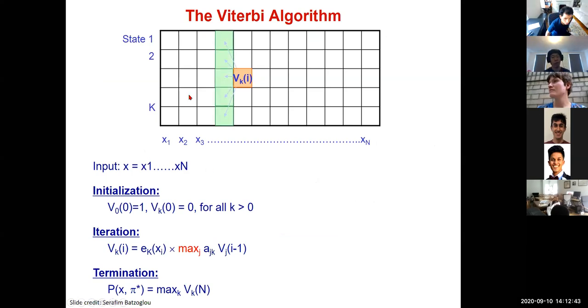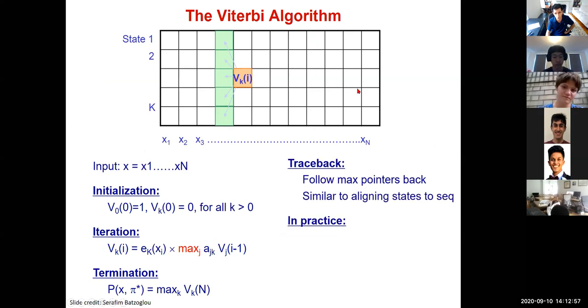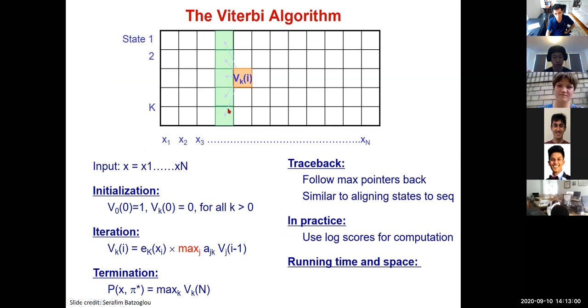So what we're going to be doing is initializing the first row, sorry, the first column, and then walking column from column, computing this Viterbi variable as a function of all of the previous states. And then when we get to the end, we're going to trace back, remembering each time the maximum pointers that gave us this maximum choice. We're going to follow these maximum pointers back, just like we were following pointers for aligning characters to characters. Now we're aligning sequences to states.